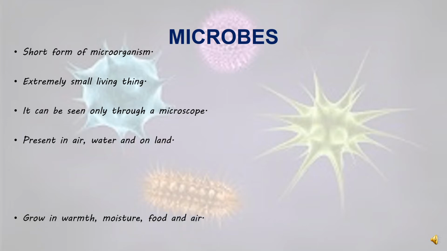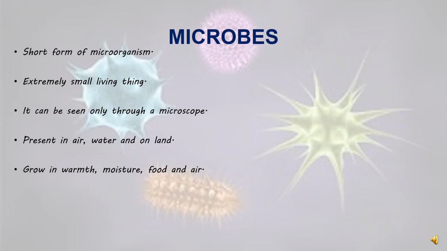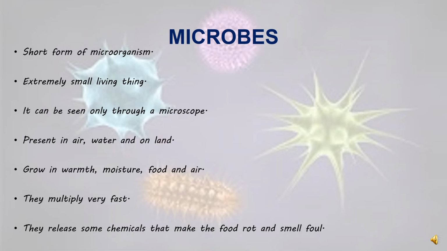And where are they present? In the air, water and on land. They multiply very fast and grow in warmth, moisture, food and air. So this was the introduction about microbes, that they are extremely small things which can be seen only through a microscope and are present everywhere, in the air, water and land, and they multiply very fast. That means their growth is very fast.